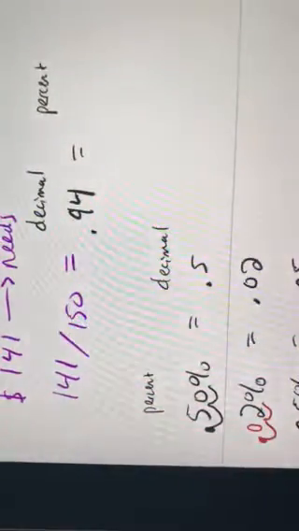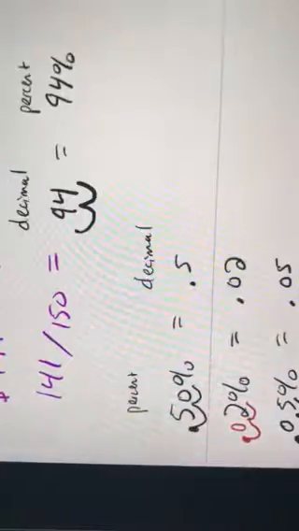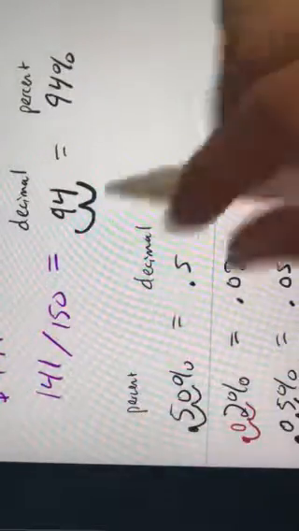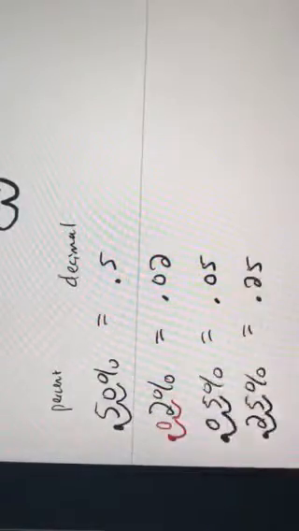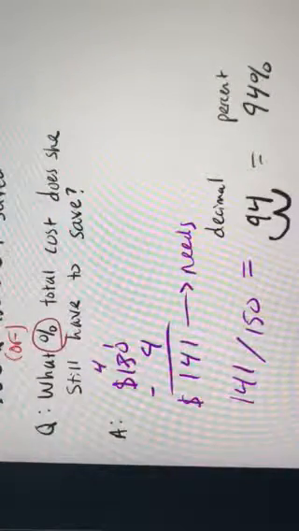And so we have it in the decimal form, but we want it to go to the percent form. So we have to move the other way. So we go this way. Go 1, 2. So it would be 94%. So we move to the right when we're going from decimal to percent. And when we go from percent to decimal, we move it to the left 2 places. So that's why 0.94 is equal to 94%, and that's the answer to this question of what percent of the total cost does she still have to save?